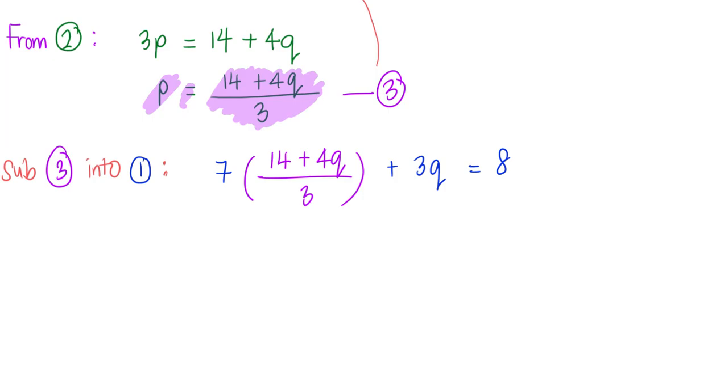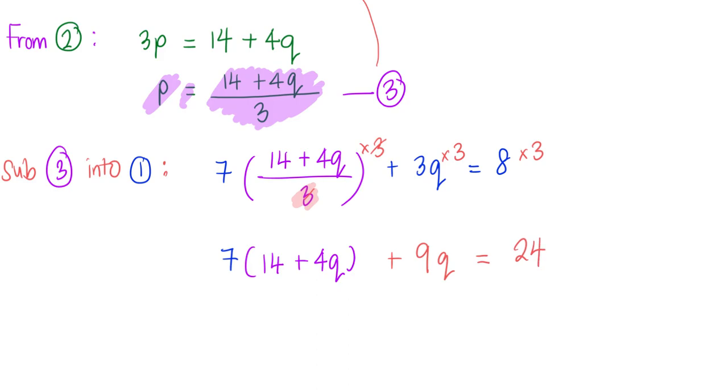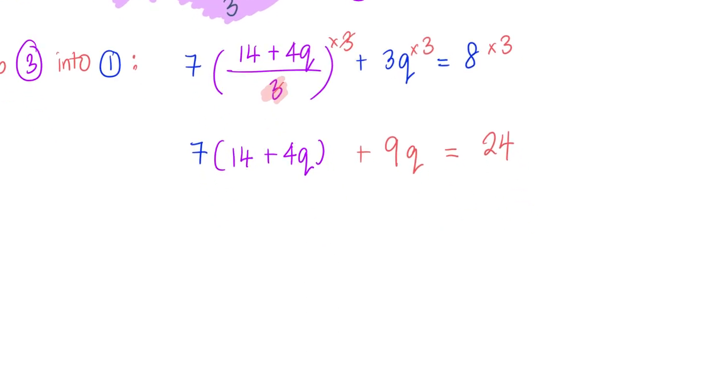And now I do see a denominator 3. I'm going to multiply by 3 throughout the equation so that this will divide off the 3. I still have my 7, but now I will have 14 plus 4q without the denominator anymore. I have my 3 times 3q, positive 9q, equal to 24. And from here, we are going to continue to solve for q.